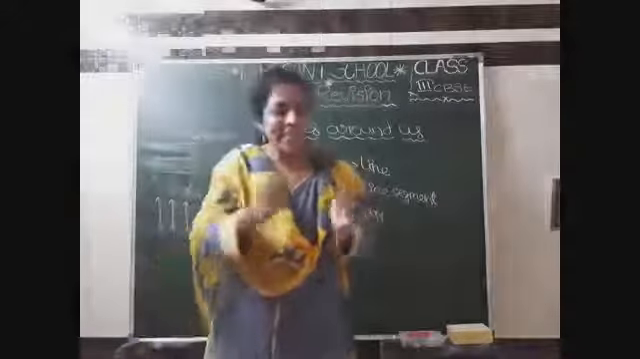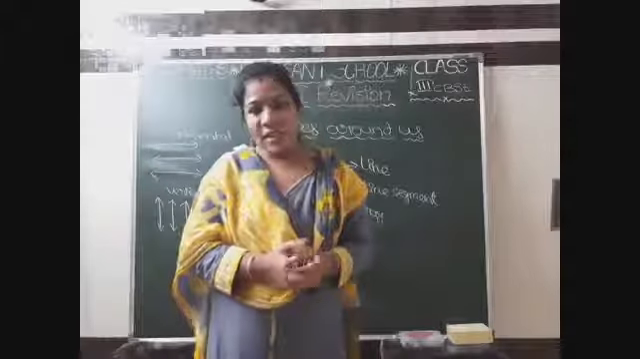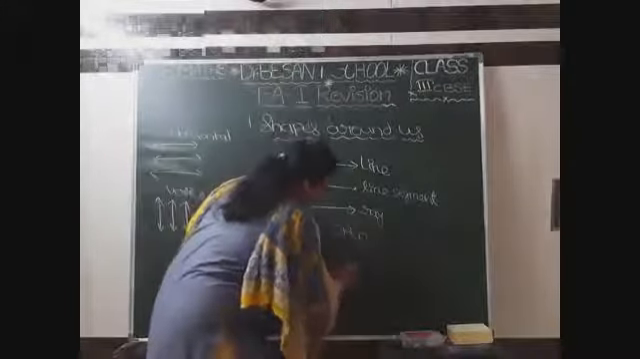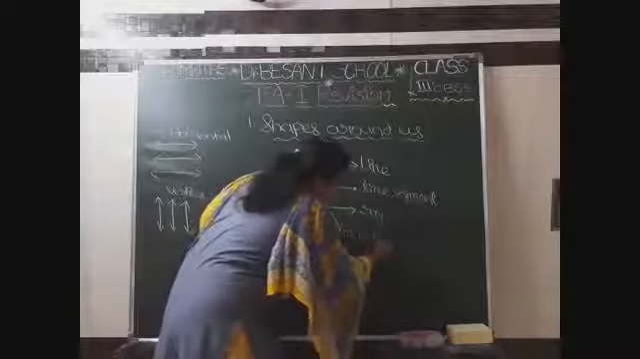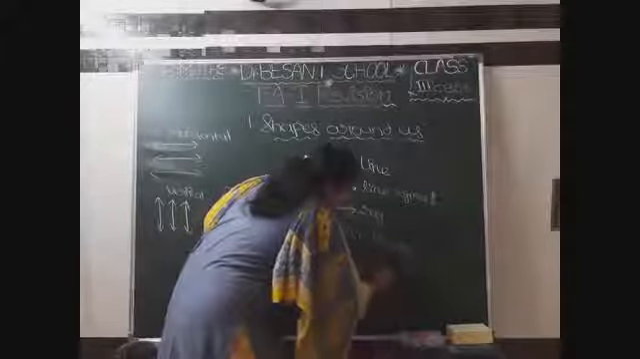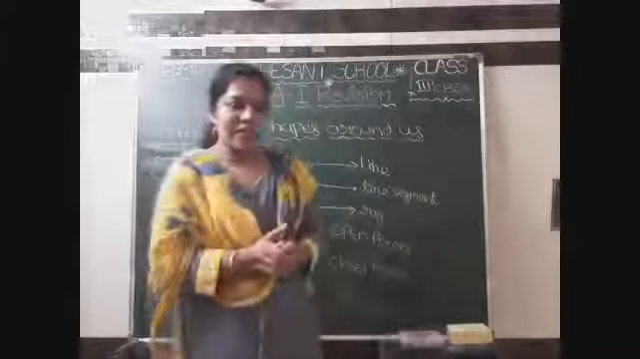Now all these lines make what? They make figures. Those figures are of two types. What are those? Open figures and closed figures. What are open figures and what are closed figures, children?